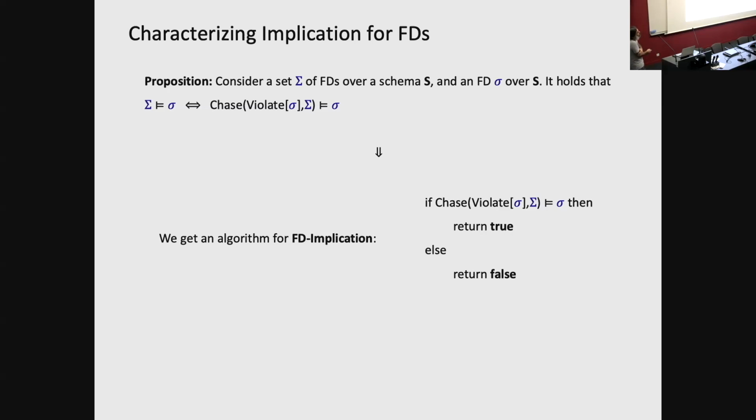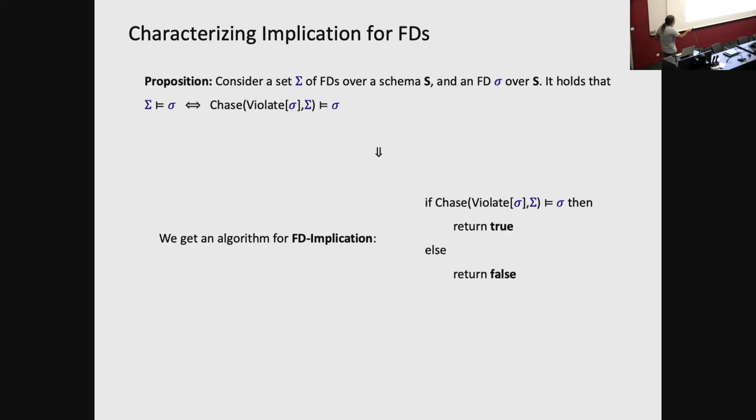What is this algorithm? It simply says, look, compute the chase starting from this prototypical set that violates sigma. And once you construct that, check whether this set of atoms satisfies sigma. Now, how complex is it to construct the chase? We have seen that before. In polynomial time, we can construct this set of atoms, right? We have also seen that checking whether a set of atoms satisfies a functional dependency is in polynomial time, right?